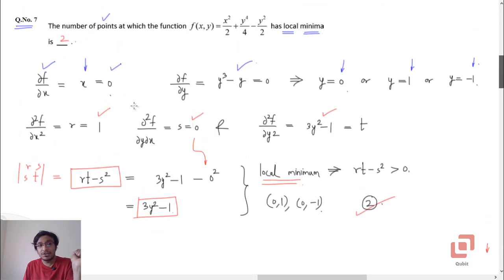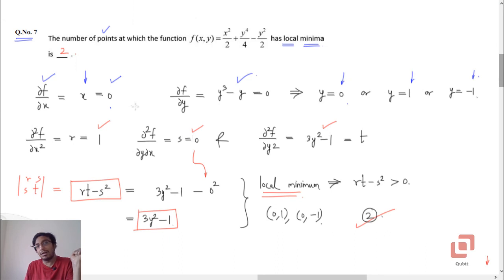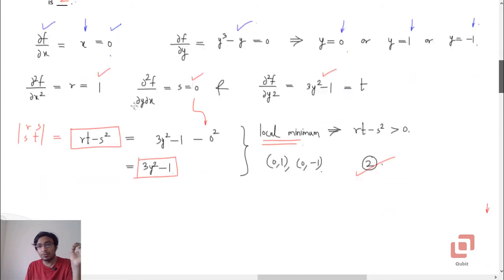So this completes the section consisting of 1 mark questions. Let us go to 2 marks questions.